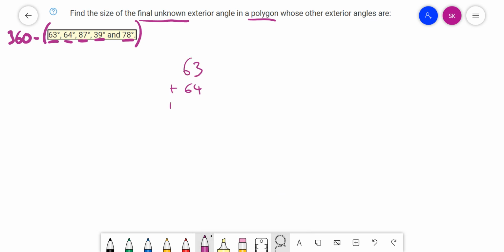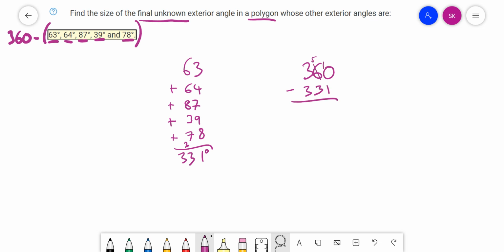63 plus 64 plus 87 plus 39 plus 78, 18, 27, 31, 12, 20, 33. So in total, these add up to 331 degrees. And so to find the one left, because they all together add up to 360, I do 360 minus 331. So the one missing angle must be 29 degrees.